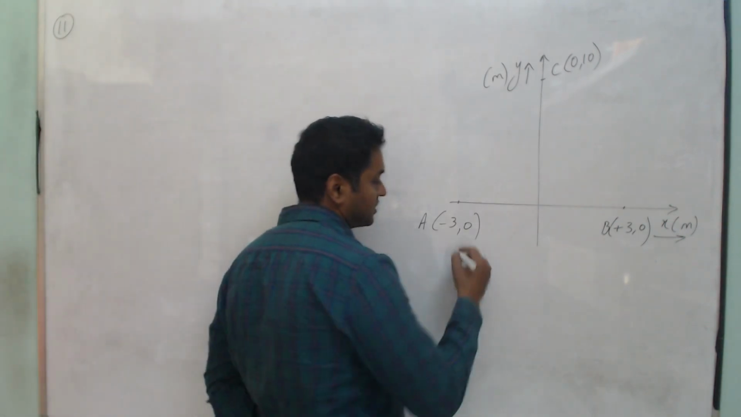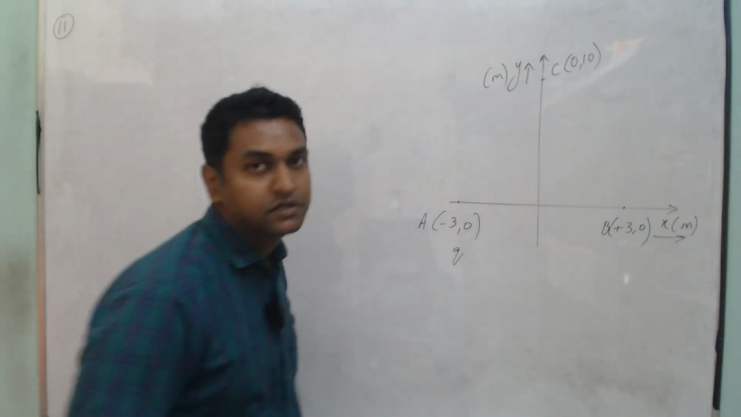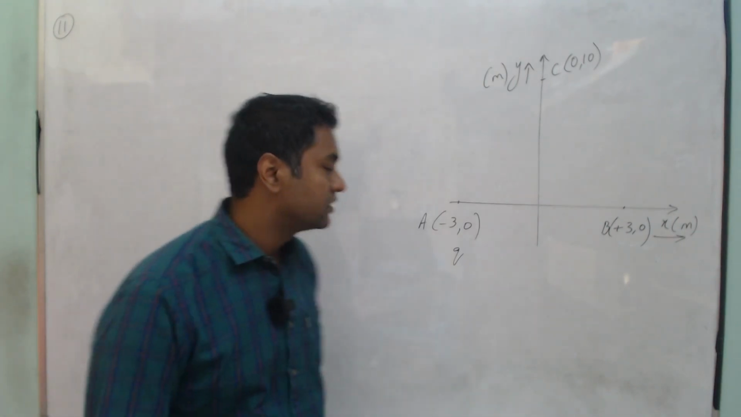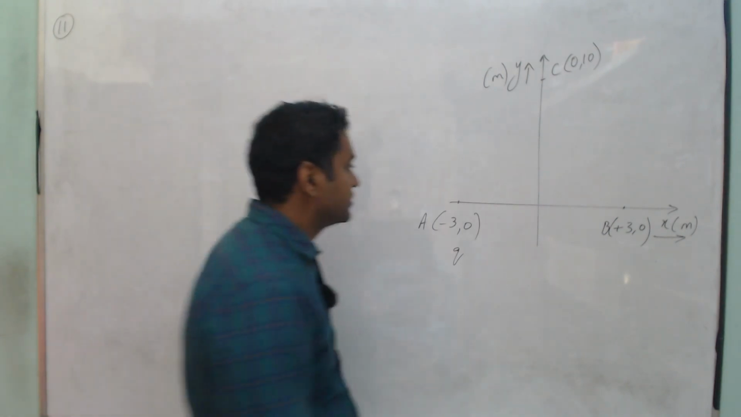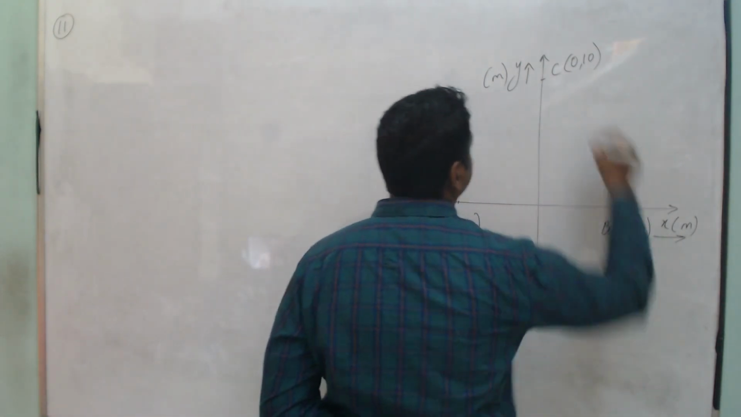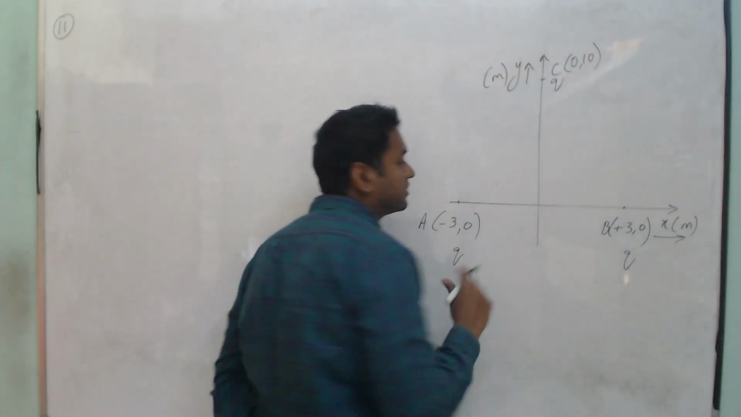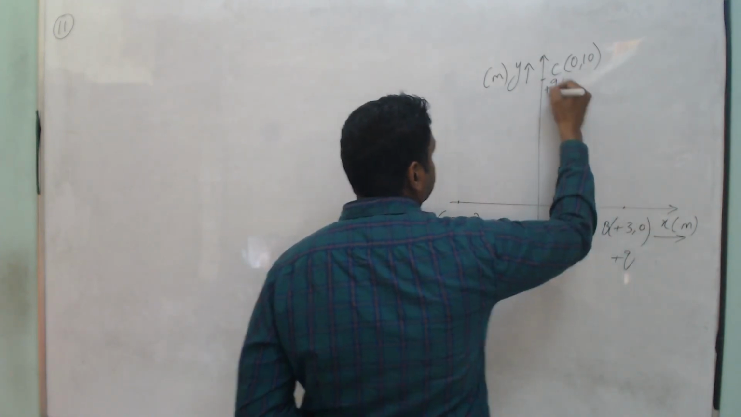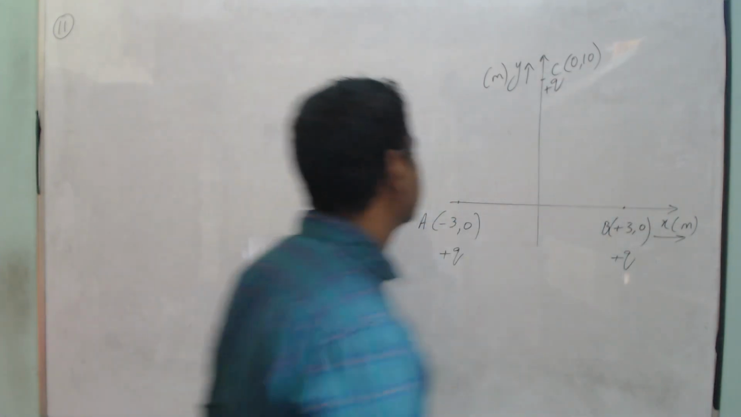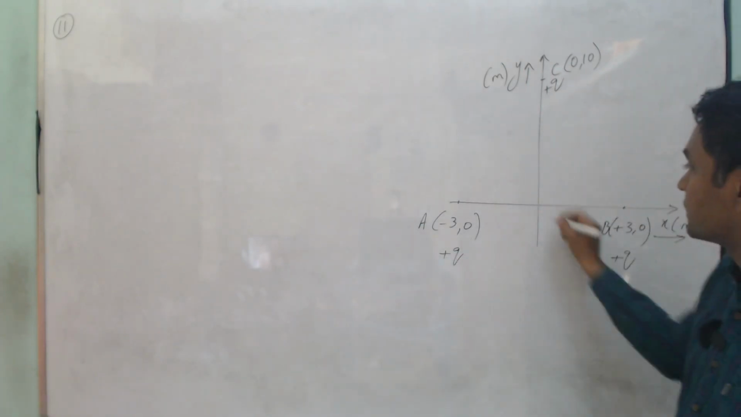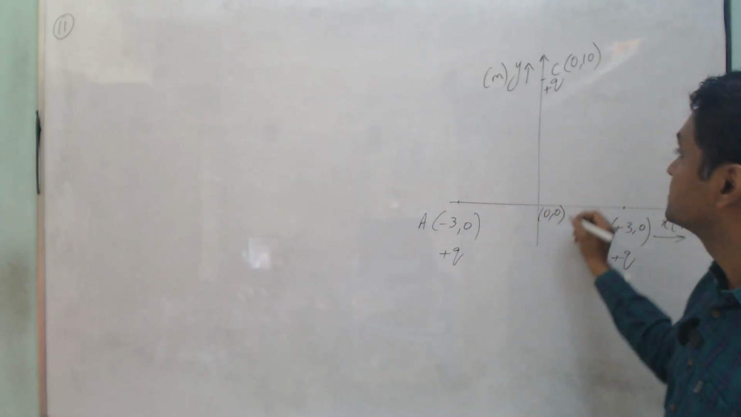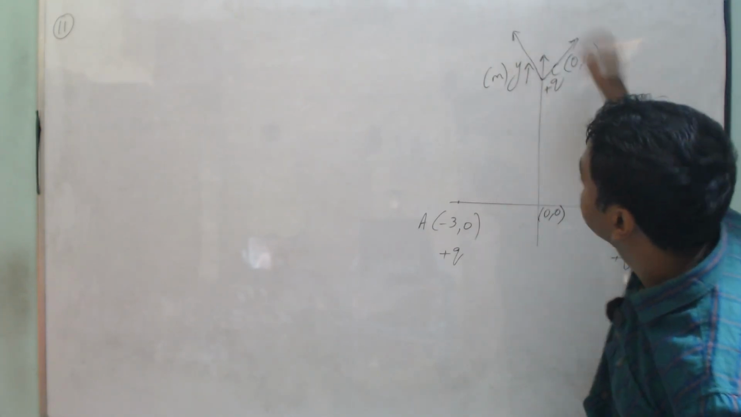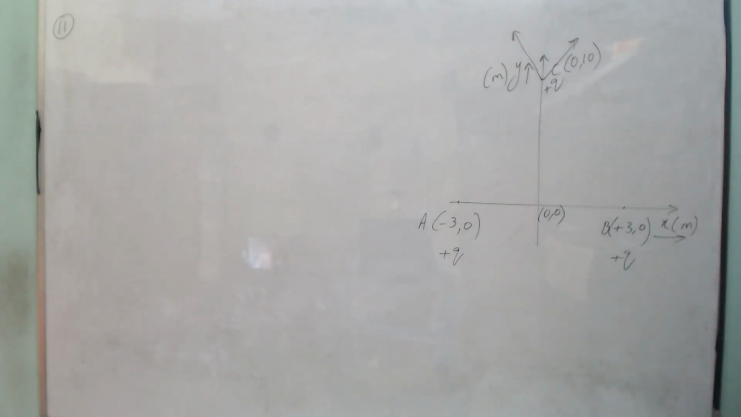Let us take the charges now. I don't want to play much with numbers. I'll put the 1 by 4 pi epsilon naught also as k only. So let the charge over here be q, and over here also I am taking the charge q. All three are positive charges. So on positive charges, the direction will be here and here, right? Okay. Yes, sir.